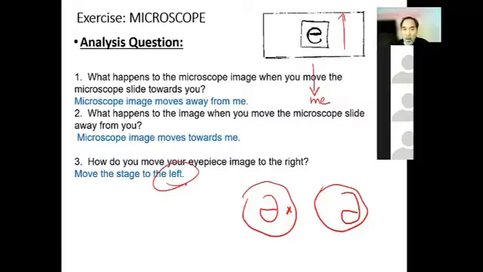So that finishes up our lab about the microscope, on how we look at the image on different magnifications and moving the slide on the stage compared to what you see in the image.